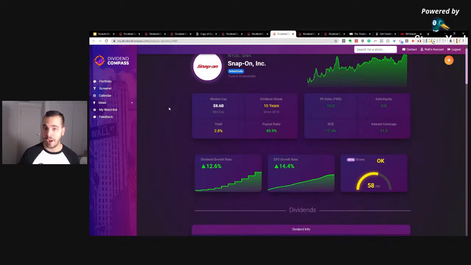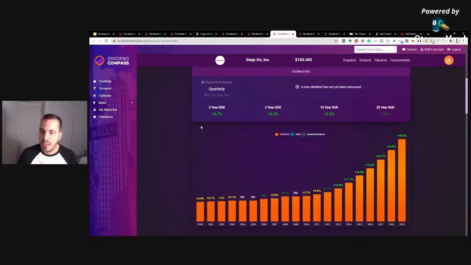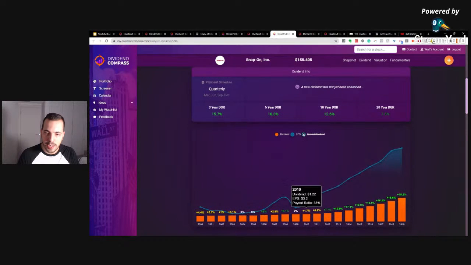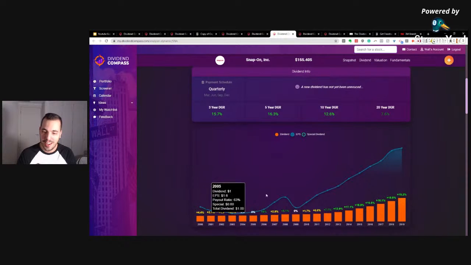Again, I'm not sure about the competitive advantages, but let's have a look. Let's see the earnings, special dividends in case there are some. I really like to see this when the earnings per share seems to outpace the dividend increases. That's a really good sign. So I'm definitely going to do a bit more research on Snap-on.